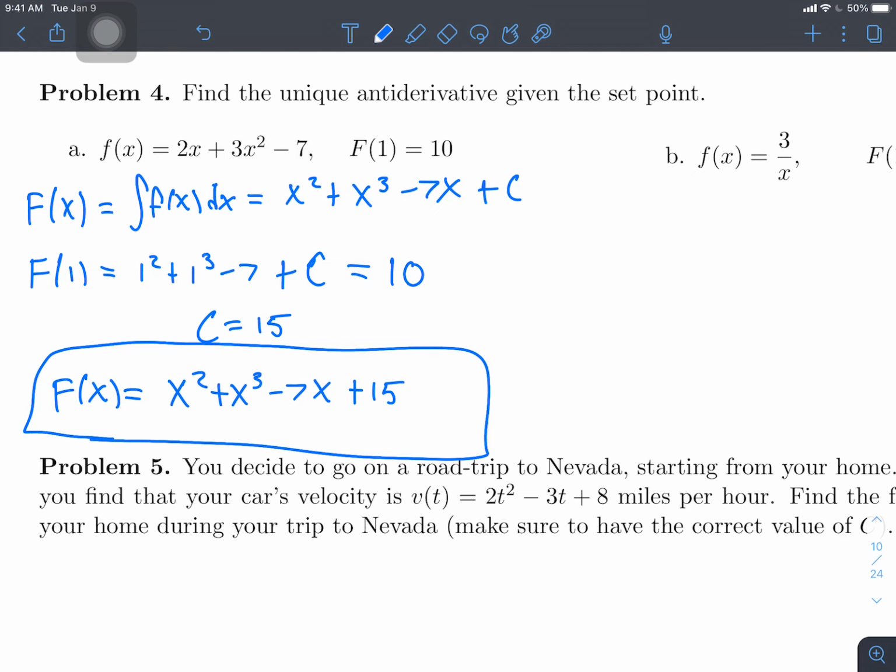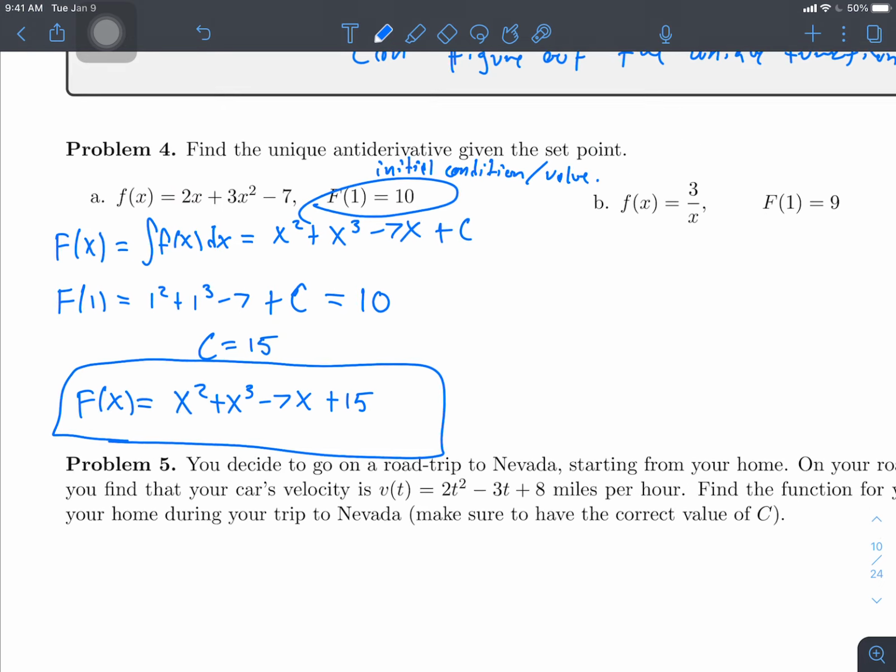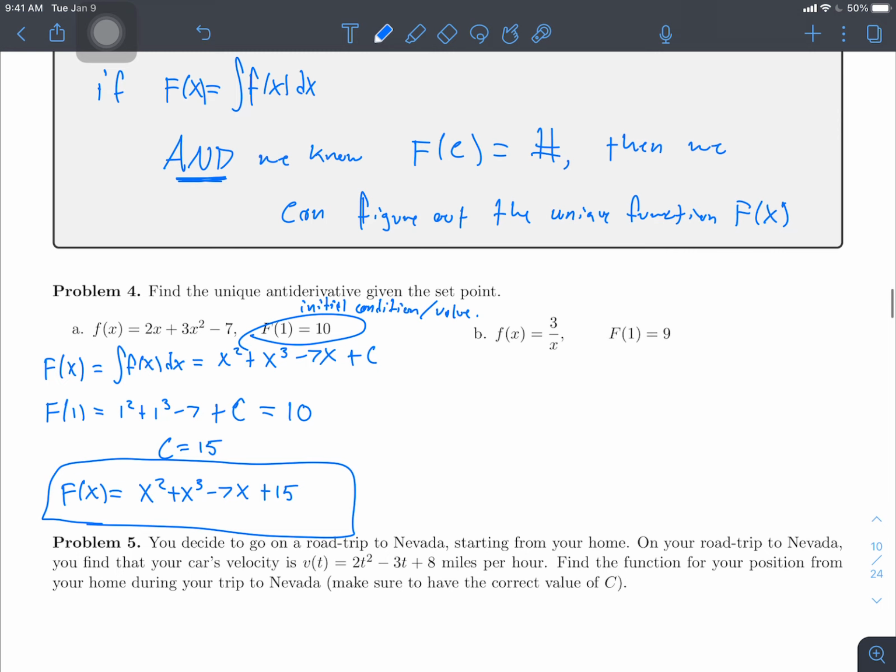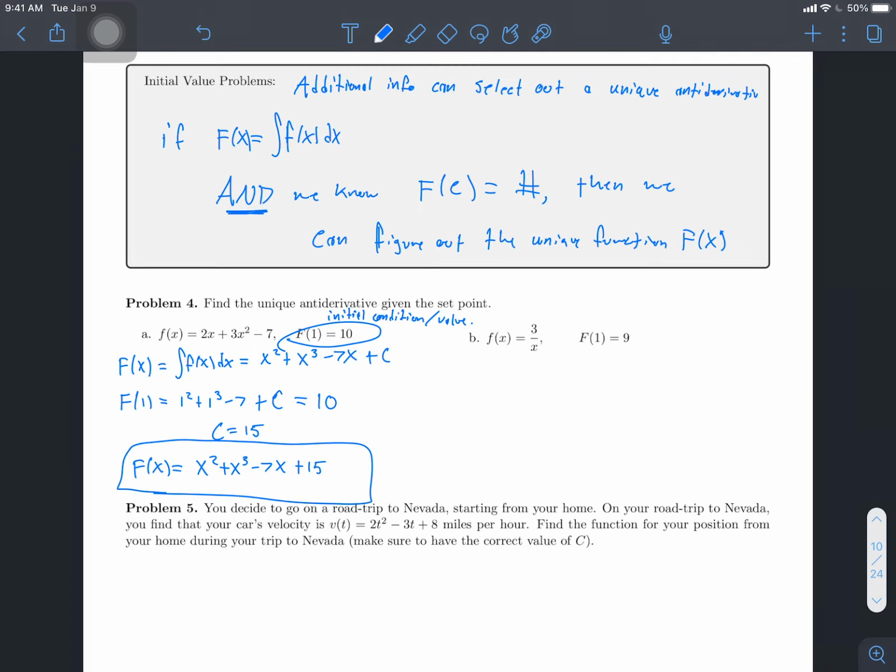So antiderivatives are not unique unless I pair them with this extra information, which is called an initial condition or initial value, which is why we call these initial value problems. Okay, so I'll put some of those maybe on the 6.3 homework if you want to practice some of them. Any questions about that?